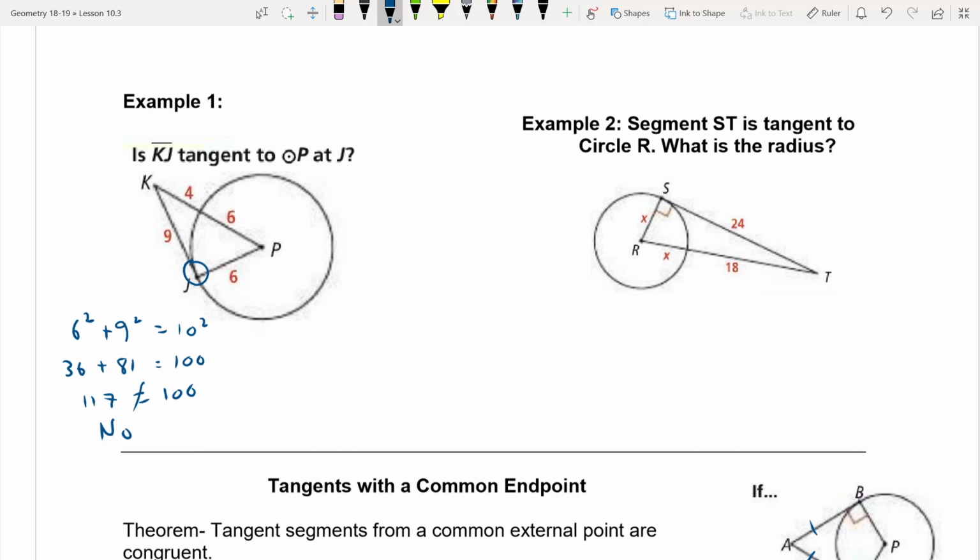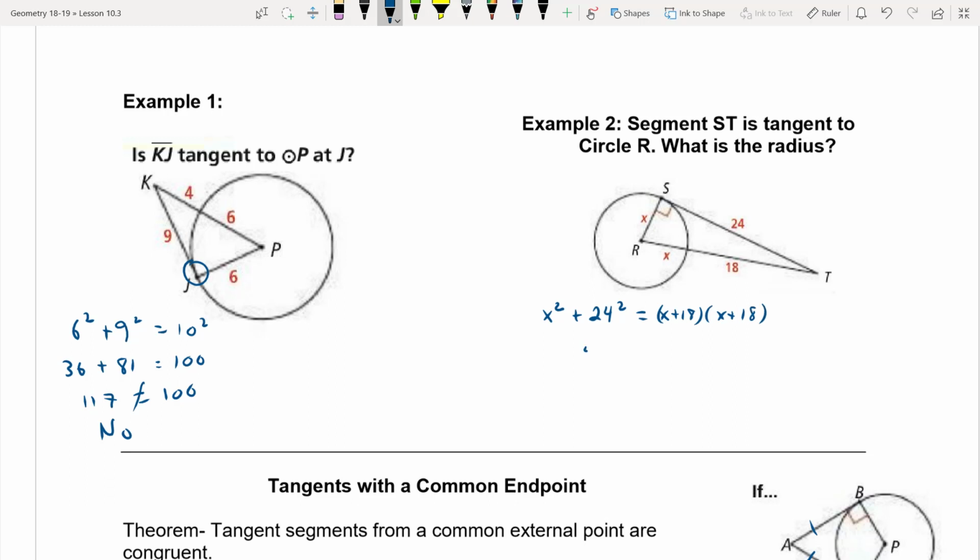In example 2, it says that segment ST is tangent to circle R. What is the radius? So here, they told us we have a tangent line. We now have to find the radius. So I've got x squared for my one leg and 24 squared for my other leg. And then my hypotenuse is the quantity x plus 18, squared. Since I have an x squared over here, I am going to write this out, or in other words, write it as x plus 18 times x plus 18.